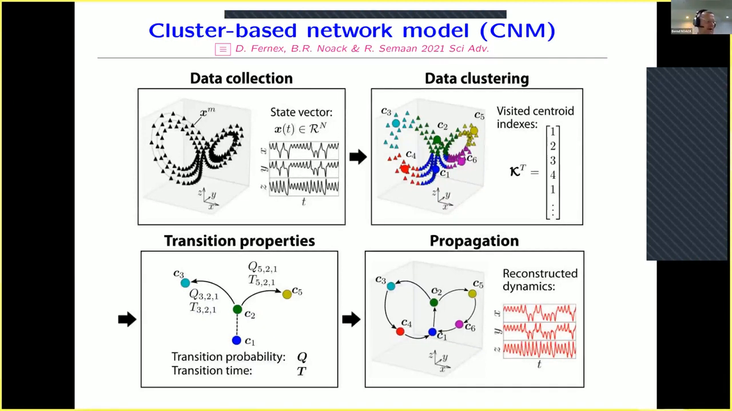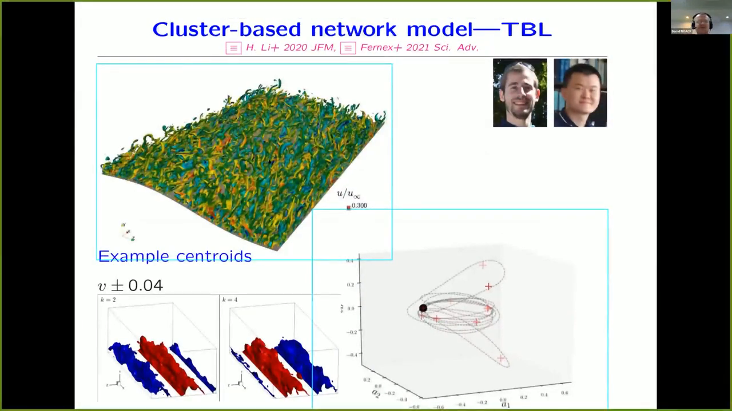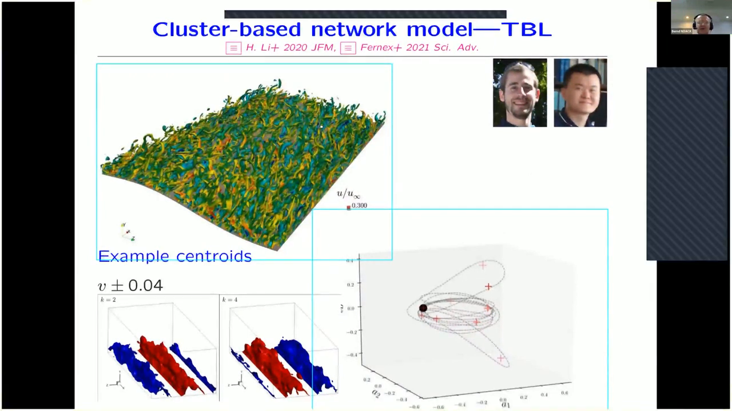How would this look for the turbulent boundary layer? Here we see the LES data in the analysis regime. You clearly see a traveling wave and a propagation of the structures in streamwise direction. We now cluster this in 10 different centroids, so it's a rather coarse resolution to exemplify the approach. Here you see one centroid. This is a V component.